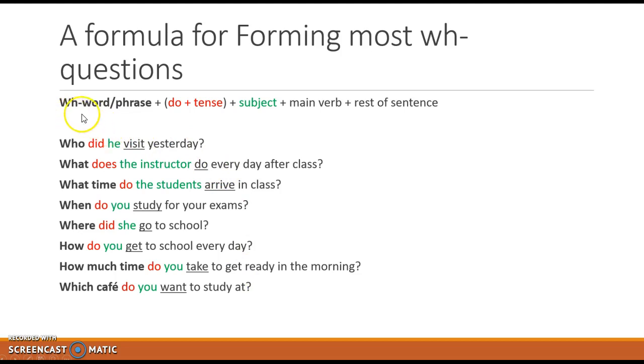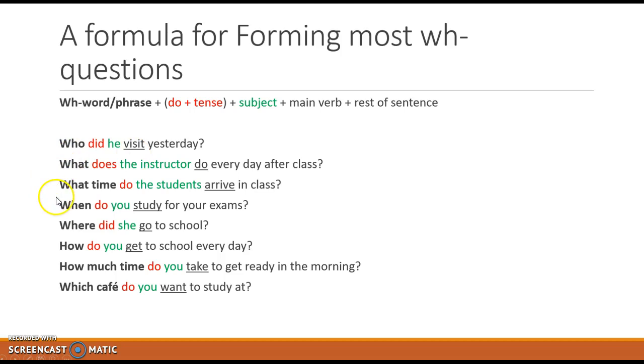Here's the formula at the top. WH word or phrase, do plus the tense, subject, main verb, and the rest of the sentence. This first question, who did he visit yesterday? We start with the WH word who. We have do, we added the tense to do, past tense, and made it did. We have the subject he. Then we have the main verb visit.